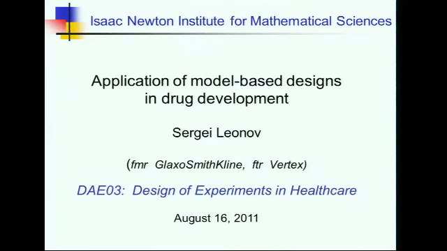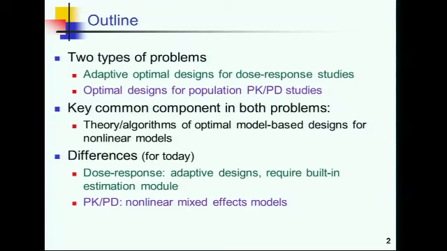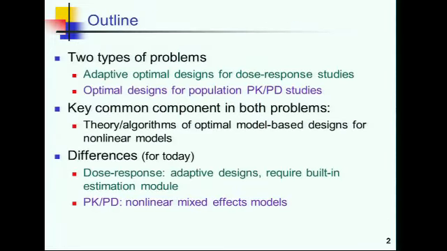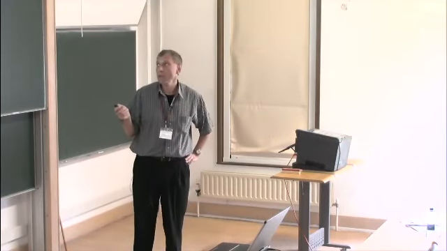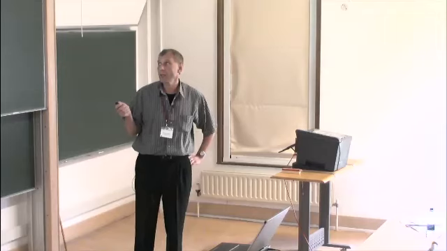And you can see the title of the talk. I will talk about two types of problems today. They're closely related, but they're a little bit different. The first type of problem is adaptive optimal design for dose response, dose ranging studies. The second type of problem is about optimal designs for population pharmacokinetic, pharmacodynamic studies.